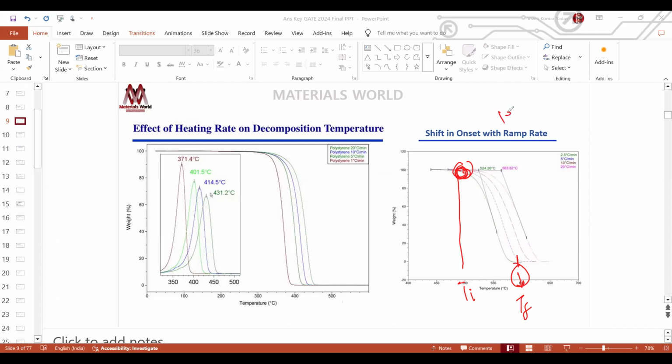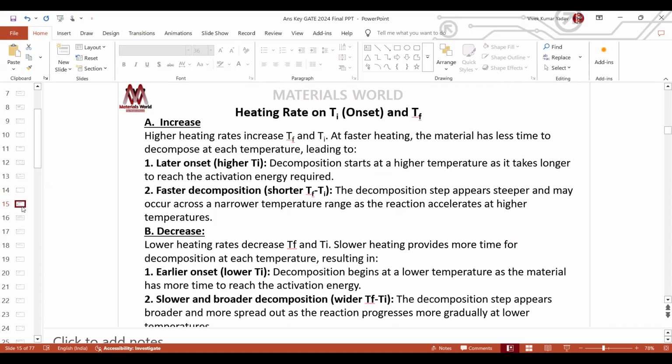Kinetically, any reaction requires time to happen. If your heating rate is low, then this Tf will be lower. If the heating rate is high, this Tf will shift to the right. So the effect on onset is nothing but when it starts and when it finishes. It's the same idea that we learned in the graph. If you increase the heating rate, it also increases Tf and Ti. It's common sense, meaning a later onset of Ti.